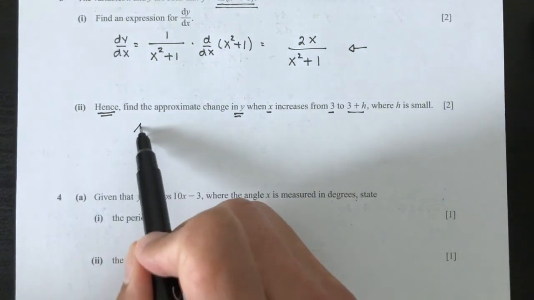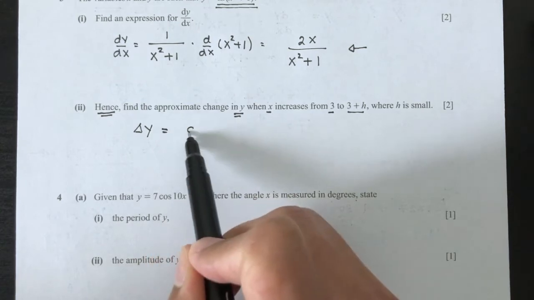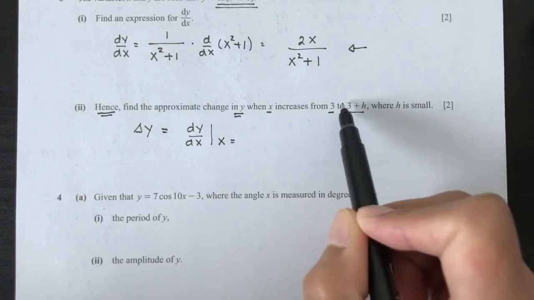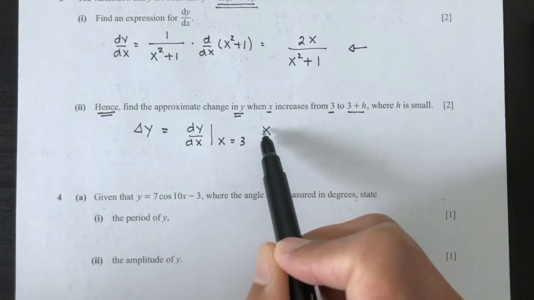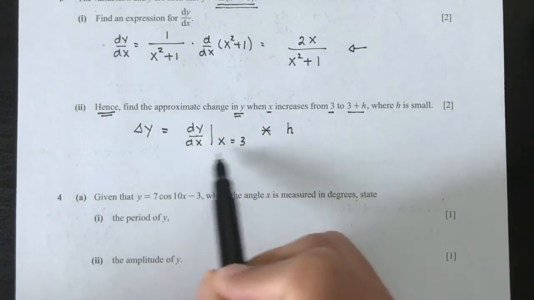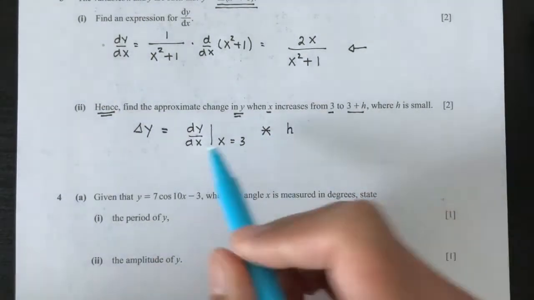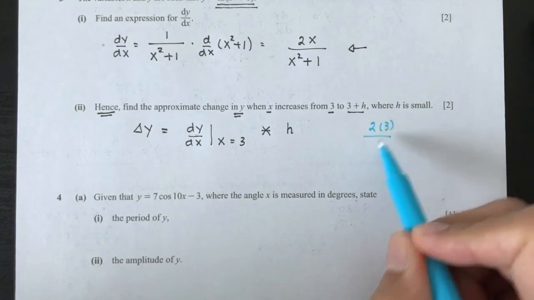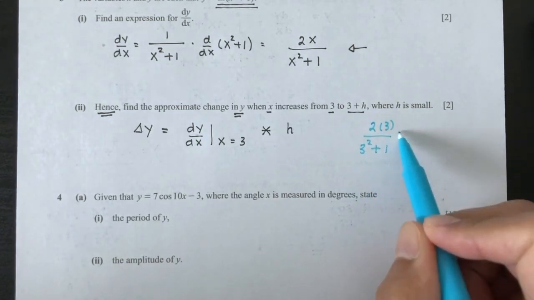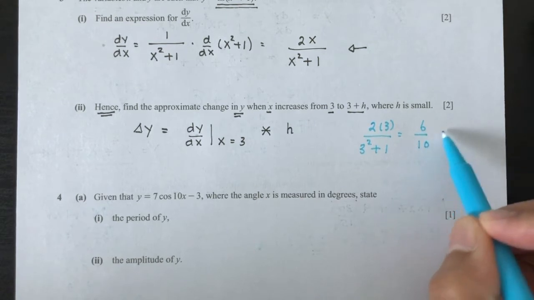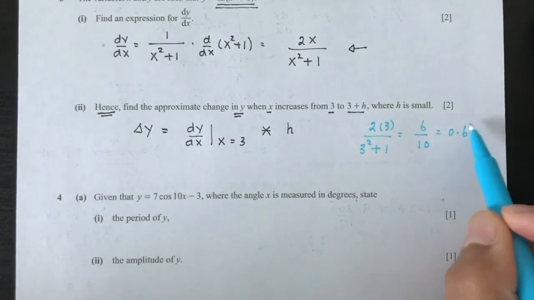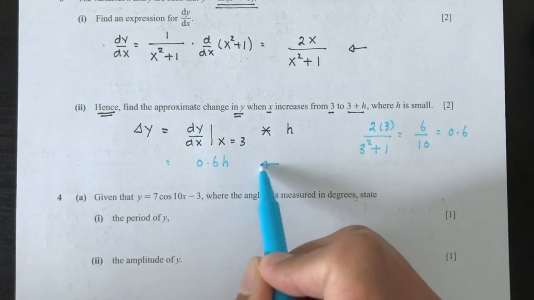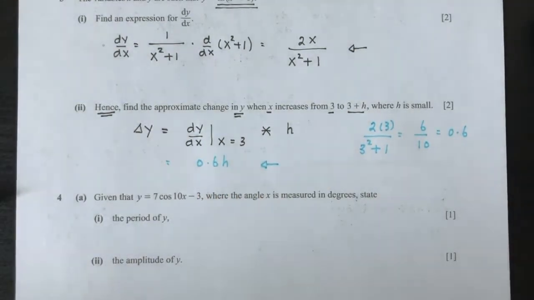So approximate change in y is equal to dy by dx at the value of x equal to the initial value, times the change. So we have to find this value. So what is dy by dx when x is equal to 3? We replace back. You have 2 times 3 over 3 squared plus 1. That will be 6 over 10, that will be 0.6. Replace back in your equation. That will be 0.68 will be your answer. That is question number 3.